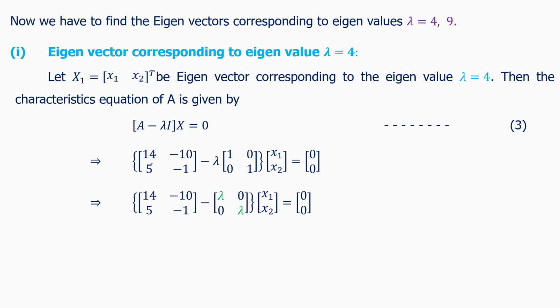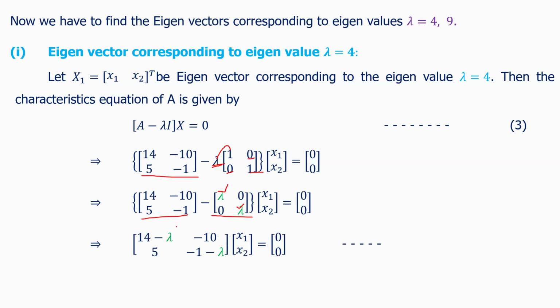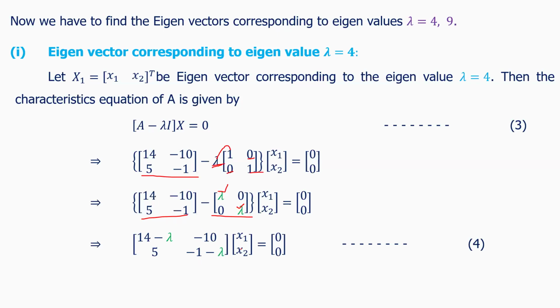Let us simplify it. We are not doing anything over here, we are just multiplying 1 by lambda. 0 into lambda is 0, lambda into 0 is 0, lambda into 1 is lambda. So lambda and lambda. Now if we subtract this matrix from this matrix, we get [14 minus lambda, -10; 5, -1 minus lambda] times (x1, x2), which is equal to (0, 0). So this is the characteristic equation to find the eigenvectors.